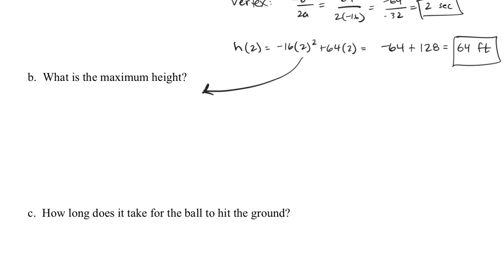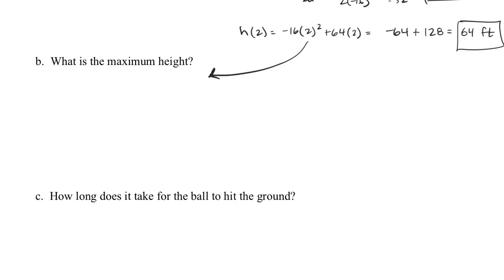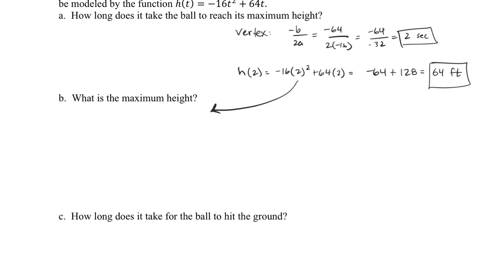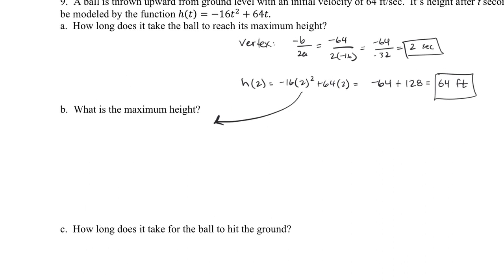And then how long does it take for the ball to hit the ground? So this parabola is thrown from ground level. So there's actually 2 times this ball is going to be on the ground. It's at the ground when t equals 0, because initially the ball's at ground level. So how long does it take for the ball to leave the ground, reach its maximum height, and then come back down to the ground? Well, the ball hits the ground when the height is 0.